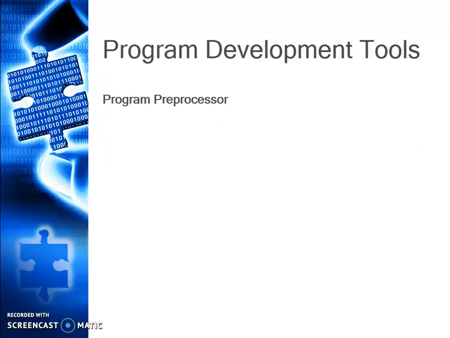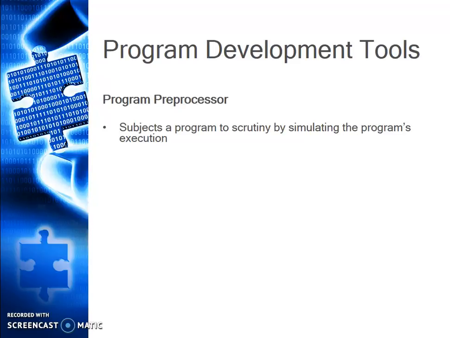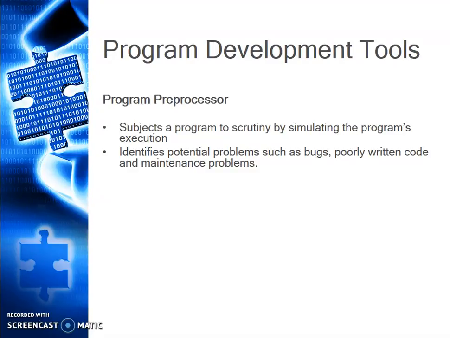Now, a program preprocessor subjects a program to scrutiny by simulating the program's execution. It identifies potential problems such as bugs, poorly written code, and maintenance problems. Some examples are jslint.com and RoboCop.